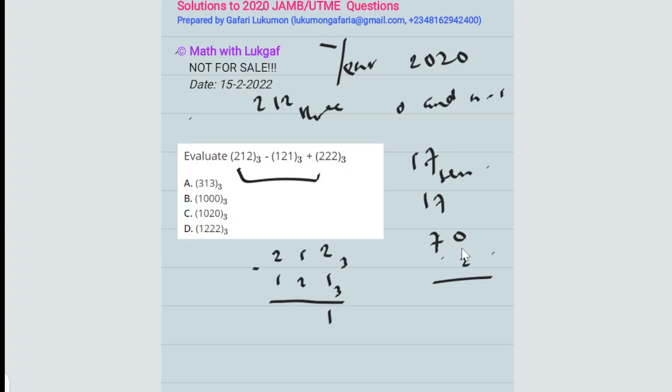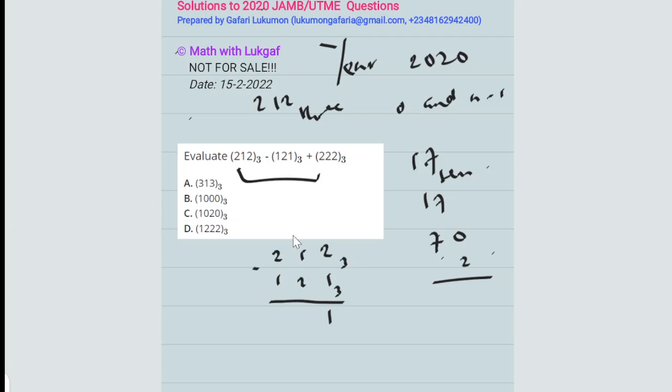So if we are working in base 10, then the one I borrowed is going to be what? 10. We have an effect of 10. If you are working in base 5, the one you borrow will have an effect of 5. So since we are working in base 3 here, the one we borrow will have an effect of 3.